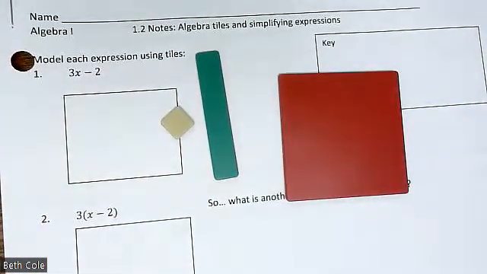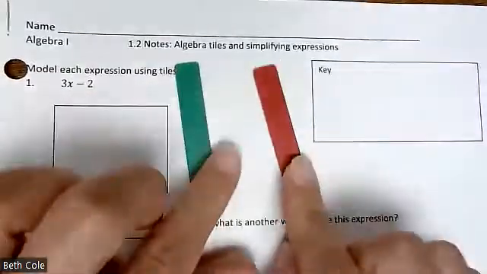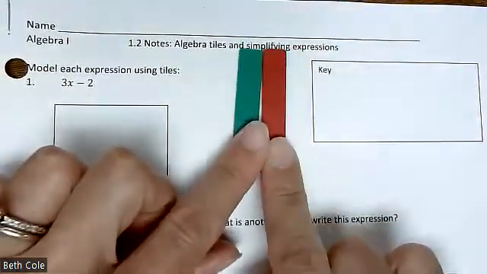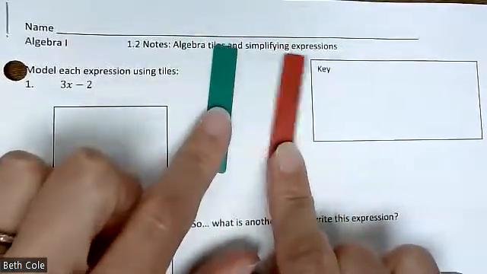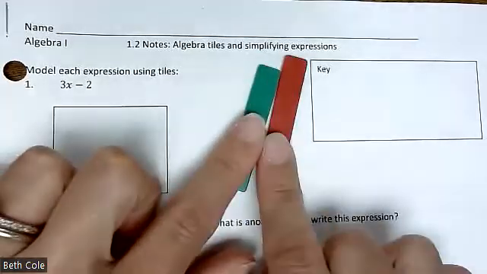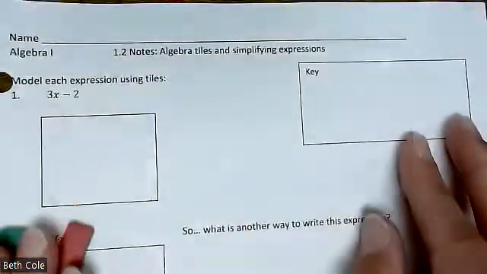So what happens with these is if you have a positive x and a negative x, they would do what? If you have a positive of something and a negative of something, they cancel each other out, is the idea of what we're looking at, okay?